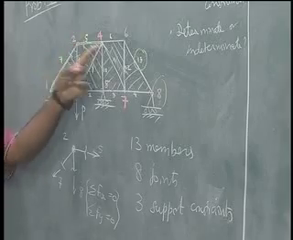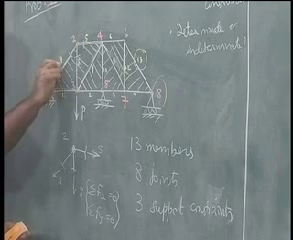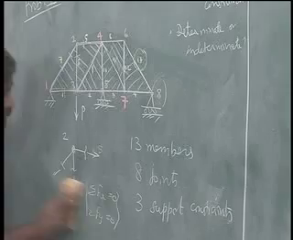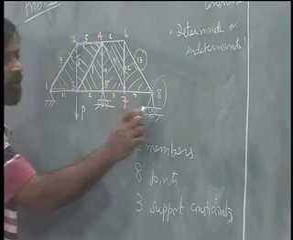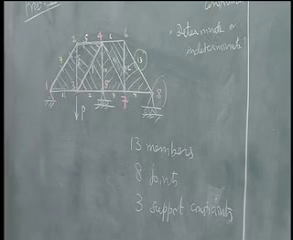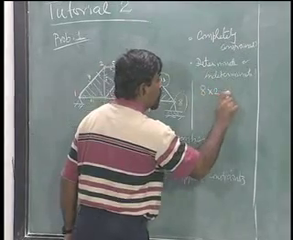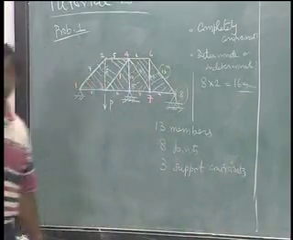Why am I interested in this? Remember, what I want to find out are the member forces, which means I necessarily have to section the members in order to be able to find out the member forces. Therefore, in this particular case I have already numbered them, there are 8 joints, which means I can generate 8 times 2, 16 equations, can I not?